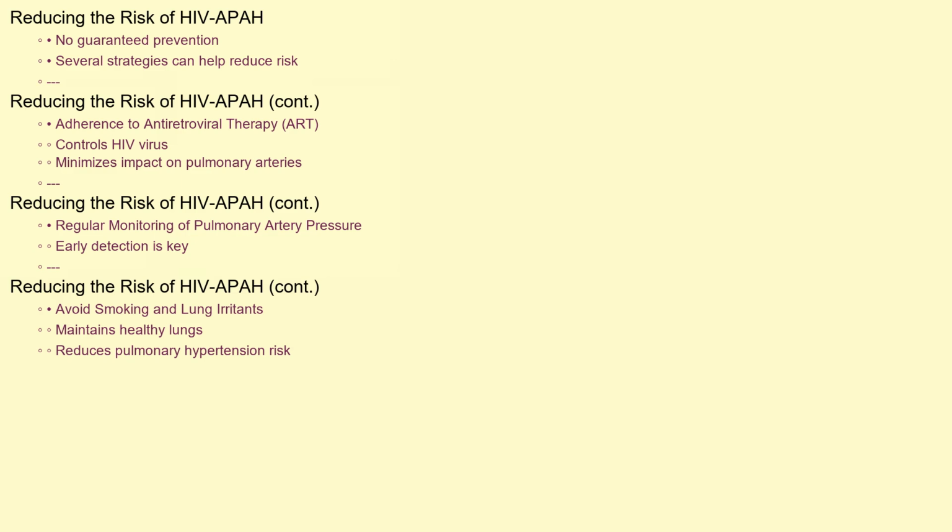While there's no guaranteed way to prevent HIV-PAH, several strategies can help reduce the risk. Primarily, adherence to antiretroviral therapy is paramount in controlling the HIV virus and minimizing its potential impact on the pulmonary arteries. Regular monitoring of pulmonary artery pressure, especially in individuals with risk factors for HIV-PAH, can help detect the condition early when treatment is most effective. Avoiding smoking and other lung irritants is also crucial for maintaining healthy lungs and reducing the risk of pulmonary hypertension.